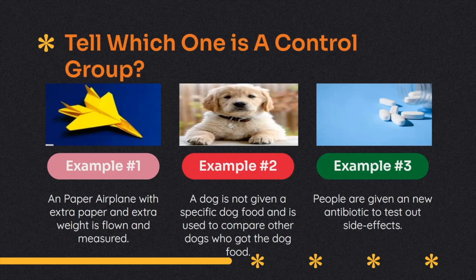The control group in these three examples is example 2. In this example the dog was not given a specific dog food and is compared to other dogs, which means that this dog has not experienced any changes to its characteristics. Example 1 can't be a control group because the paper airplane is given extra paper and extra weight. And example 3 can't be a control group because the people are given a new antibiotic.